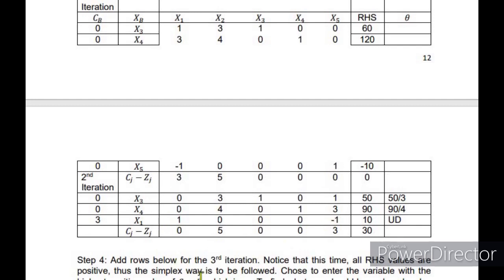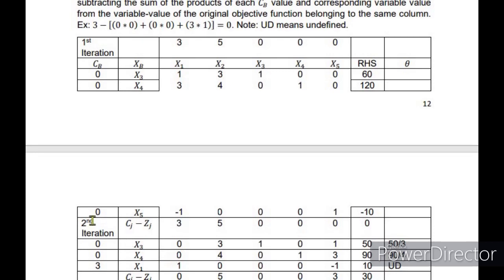So now, we will compute for the value of Cj minus Zj. The numerical coefficient in the objective function of x sub 3 is 0, x sub 4 is 0, and x sub 1 is 3. So 0 times 0, 0 times 0, then 3 times 1 equals 3. So the numerical coefficient of the column here is 3. So we will minus it with this. So 3 minus 3 is equal to 0.